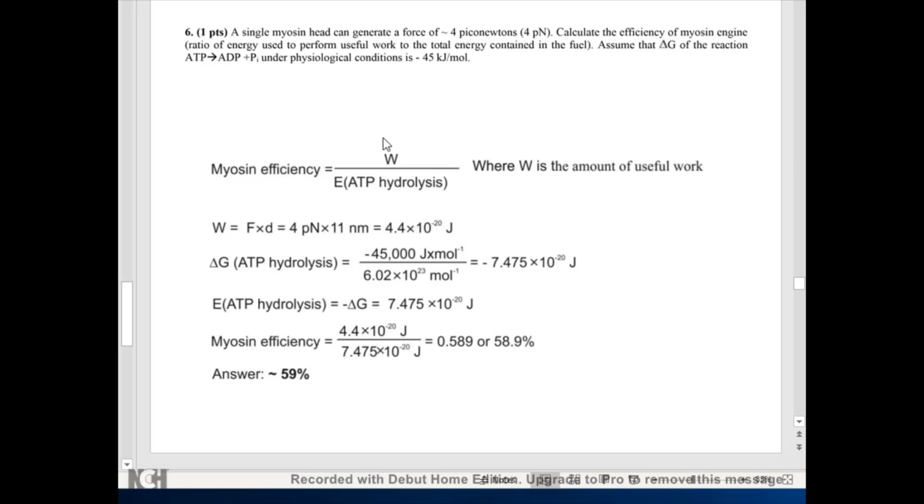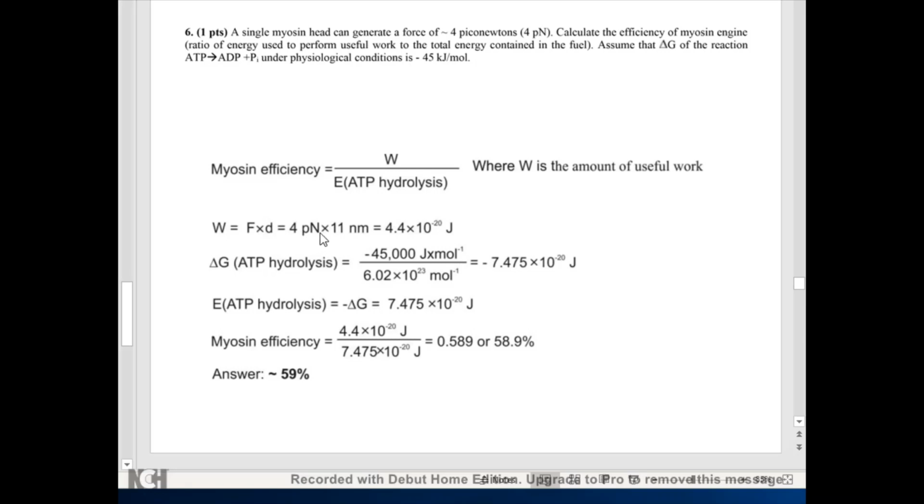And here's the formula. This is your work, this is your total energy available. In our case, the total energy available can be calculated from the ATP hydrolysis reaction. And now let's take a look at the work that the myosin head does when it translocates along the thin filaments. So from physics, you should remember that work equals force times the distance that this force is applied to any object.